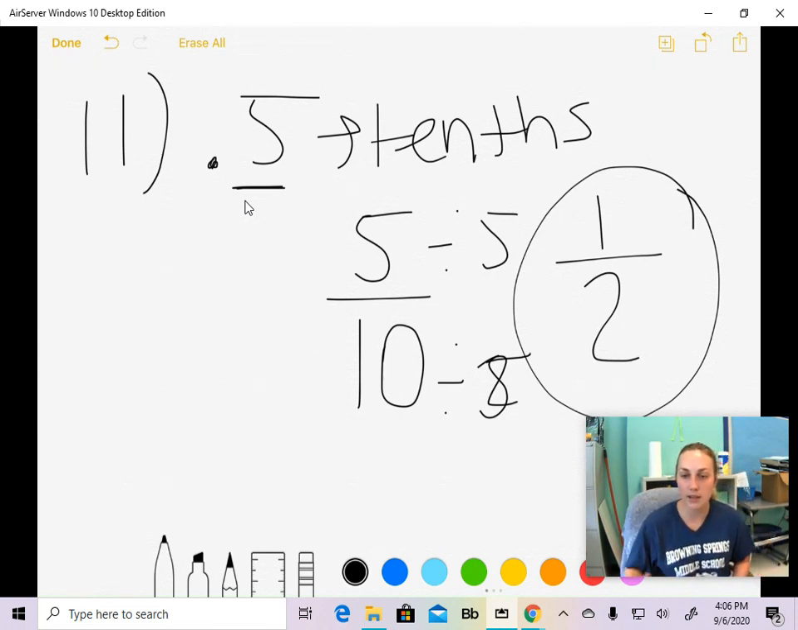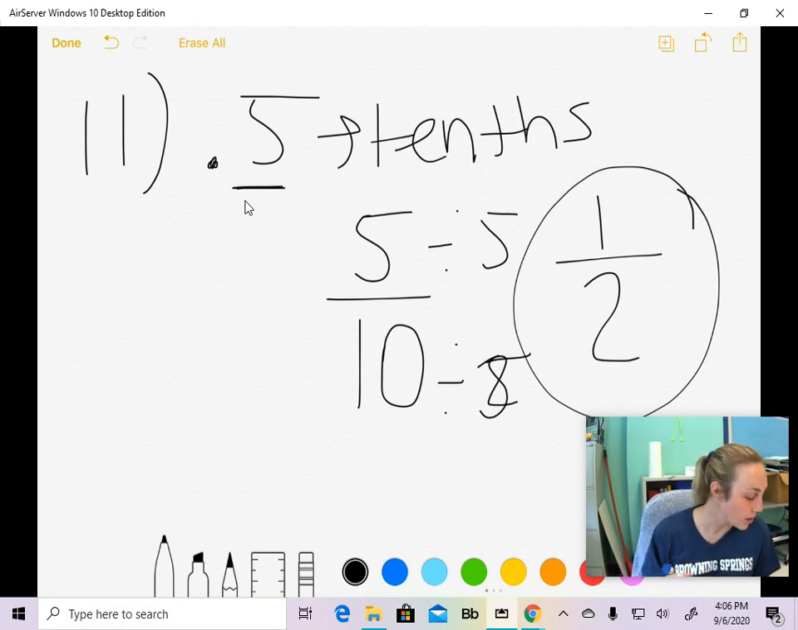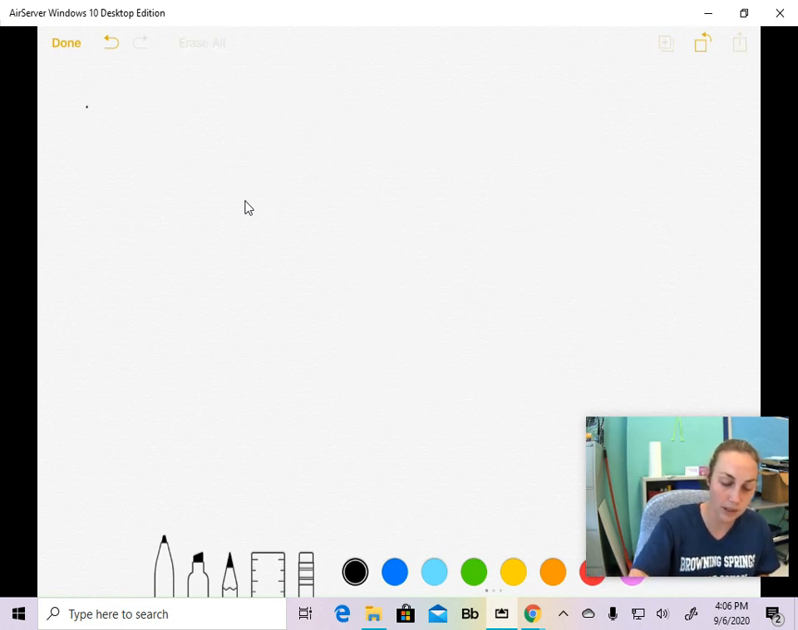So when you're reading it, let's say if it was 12 hundredths, you would have to write 100 as a denominator, put the 12 as the numerator, and then reduce, and that's all you have to do. Let's do another question real quick. Let's do number 12. This is going to be really important.